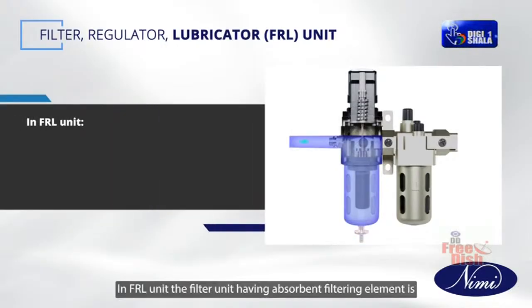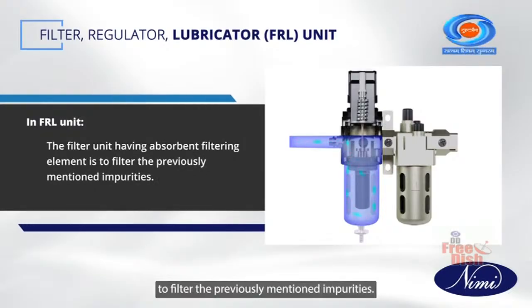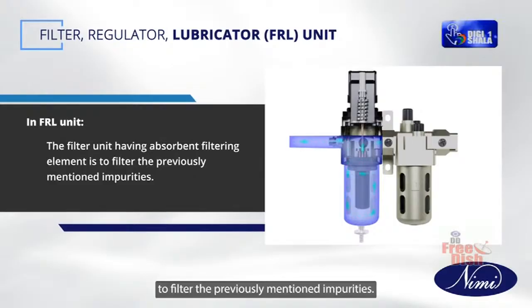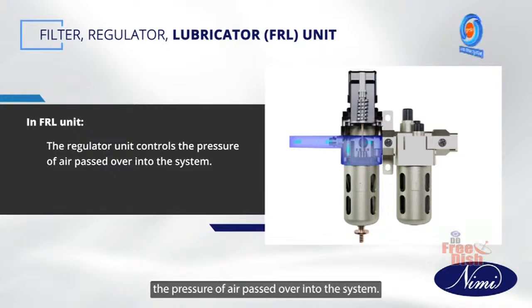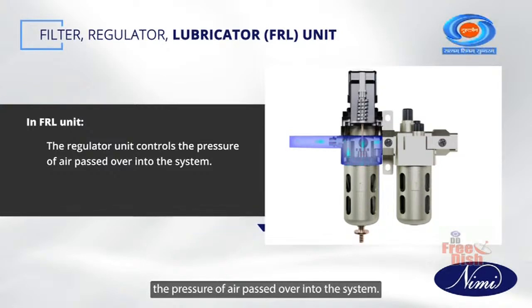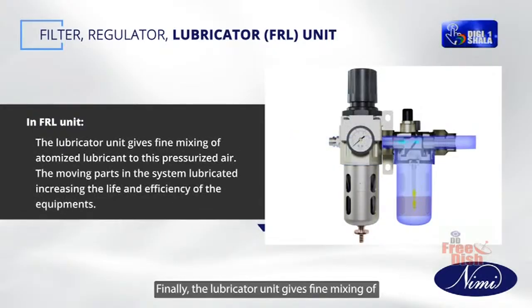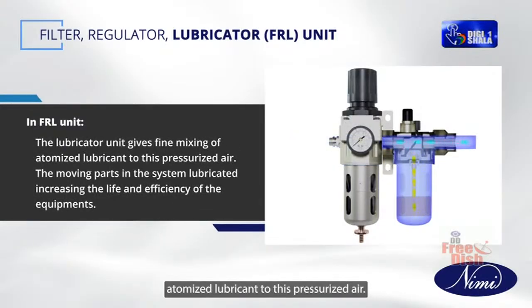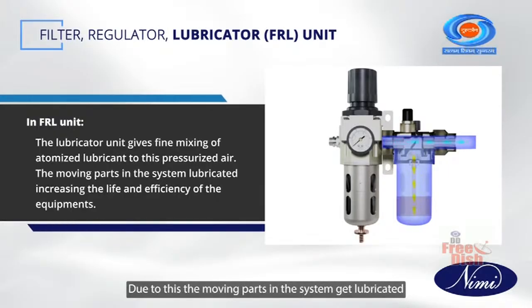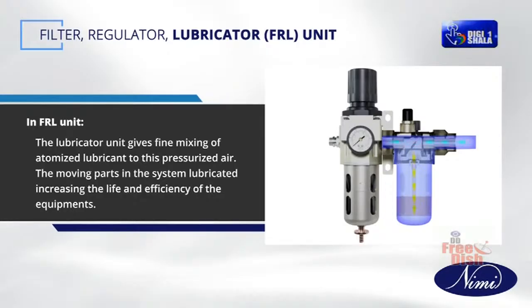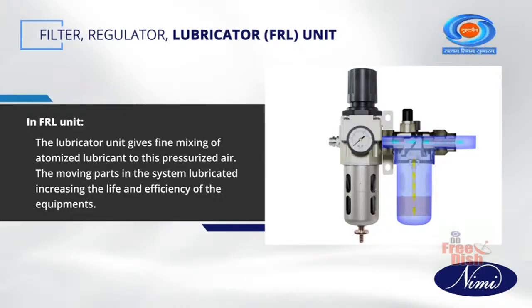In the FRL unit, the filter unit having an absorbent filtering element filters the previously mentioned impurities. After this, the regulator unit controls the pressure of air passed into the system. Finally, the lubricator unit gives fine mixing of atomized lubricant to this pressurized air. Due to this, the moving parts in the system get lubricated, increasing the life and efficiency of the equipment.